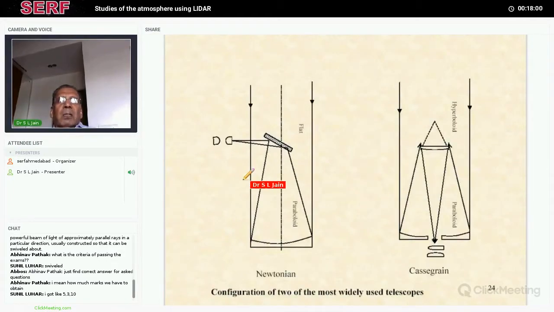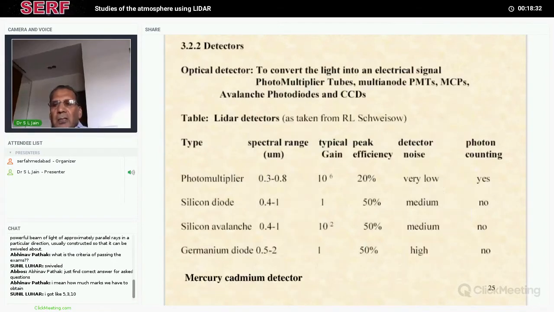And there are two major types of telescope used. Either the Newtonian one, where the receiving radiation comes here and is reflected from the bottom, and there is a mirror which reflects it, and then you have a detector system here. Or you have a Cassegrain system, which is small and compact, and here the incoming signal is reflected back here, and you put the detecting system here to detect and analyze the data.